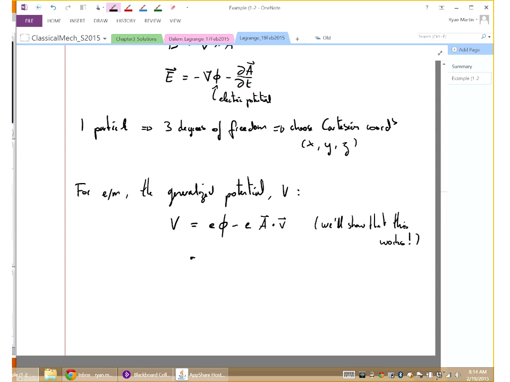Because right now it looks a little bit arbitrary. So if I write this out in Cartesian coordinates, that's E times phi, and remember phi and A are both functions of space. And then if I write out the dot product explicitly, I have AX VX plus AY VY plus AZ VZ. That's just writing out the dot product in Cartesian coordinates.